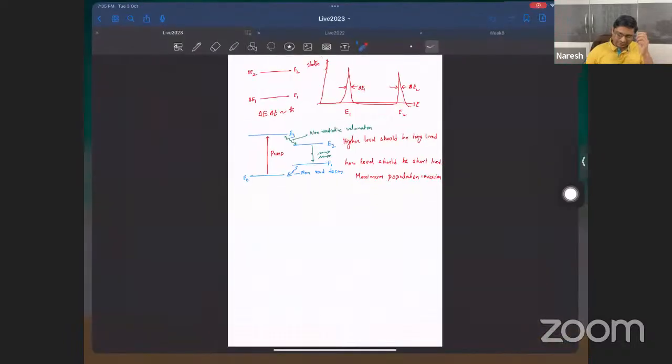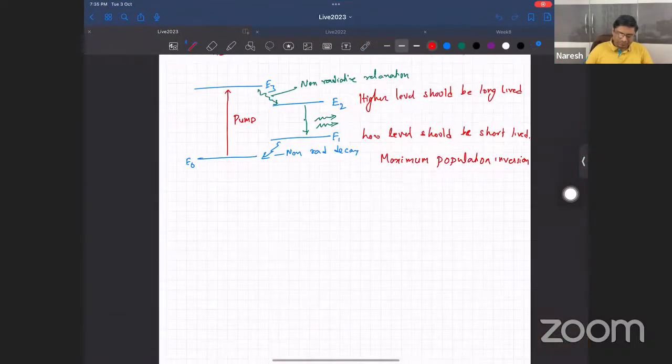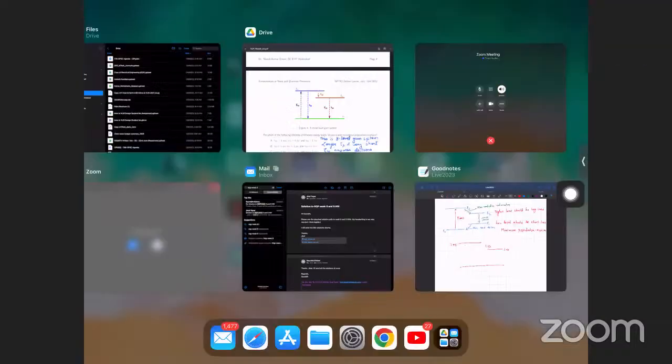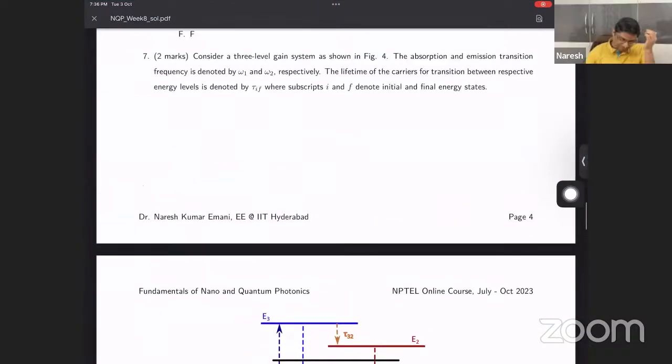Let's take the scenario of a 3-level system. This is the situation we have. Now this is 1 picosecond, and we say this is 1 millisecond and this is 1 nanosecond. That's the problem given to you, right?